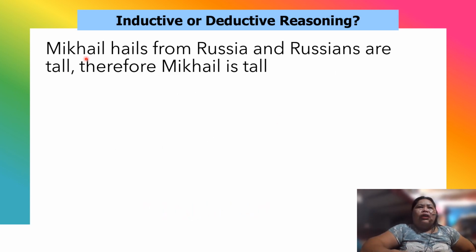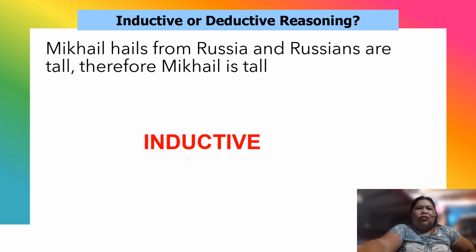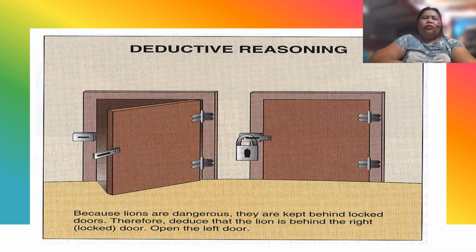Here's another. Michael hails from Russia and Russians are tall. Therefore, Michael is tall. It is inductive, from specific, but we cannot really tell if Michael is tall. Next, this is an example of deductive reasoning.